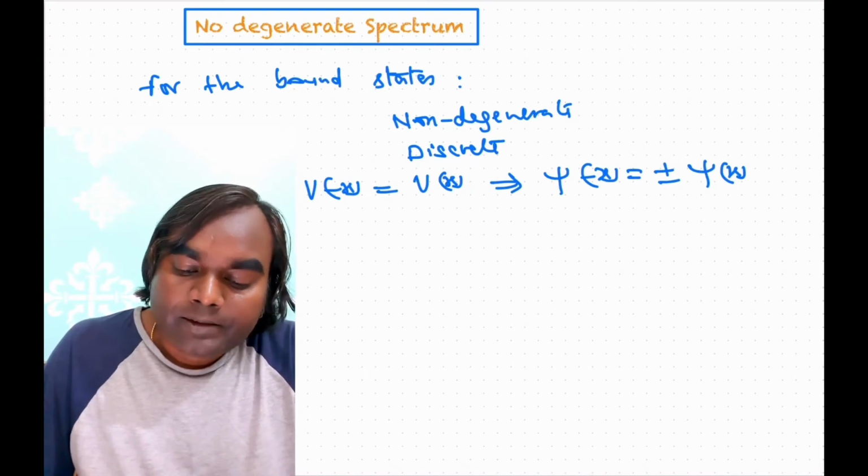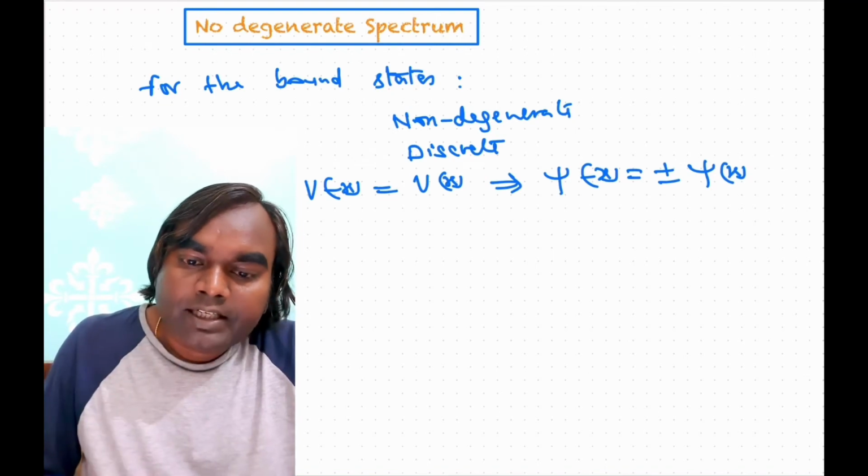Now in the case of a degenerate spectrum, if the spectrum of the Hamiltonian corresponding to the symmetric potential is degenerate, its eigenstates can be expressed in terms of even and odd states. That is, its eigenstates don't have definite parity. So in case of a degenerate spectrum, the eigenstates will not have definite parity. It may be either even or odd parity.